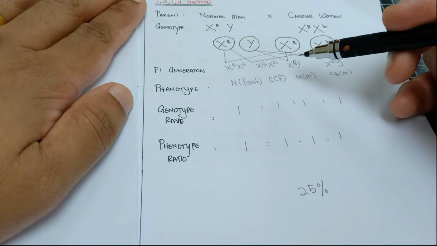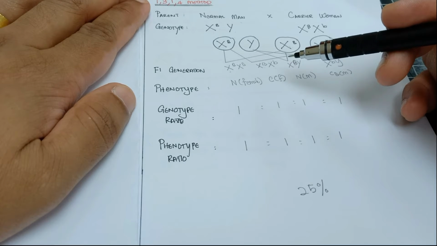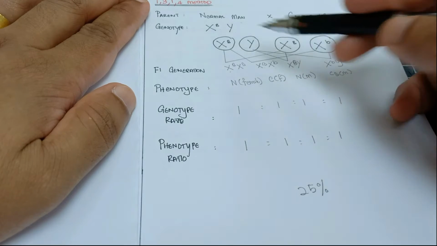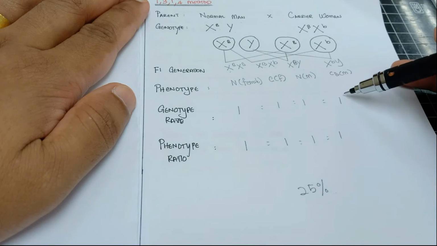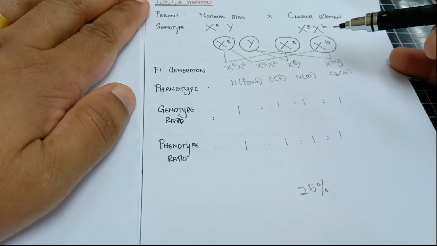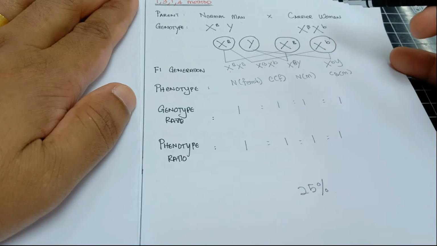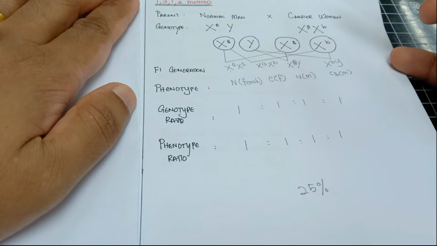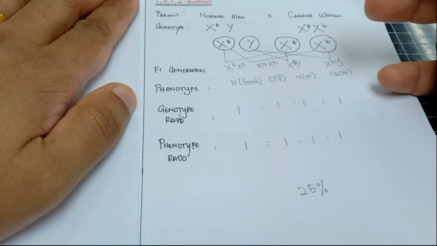This cross applies each time the person has a child. So each time, the couple will have a 25% chance of getting these genotypes. That's why sometimes a couple, when they get married and have children consecutively, the first one will be colorblind, the second one will be colorblind, the third one will be colorblind. This is because of the probability, 25% chance of getting colorblind.